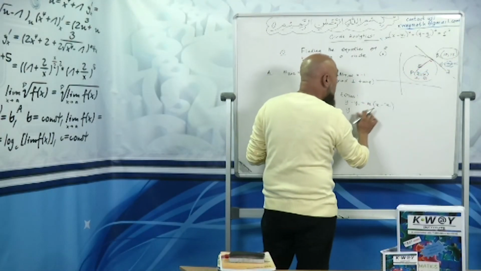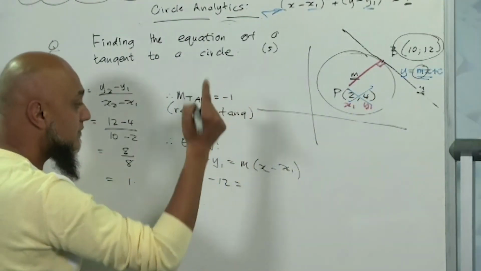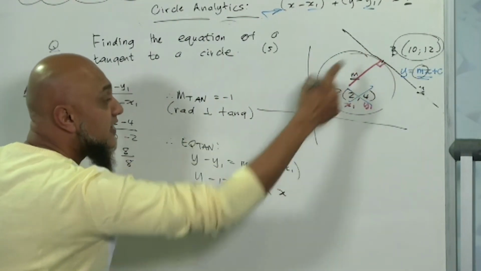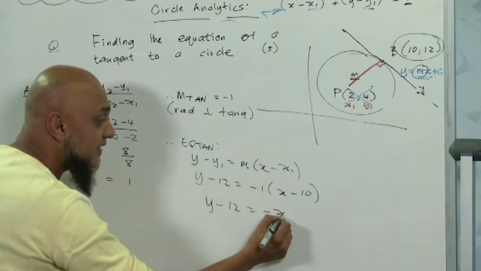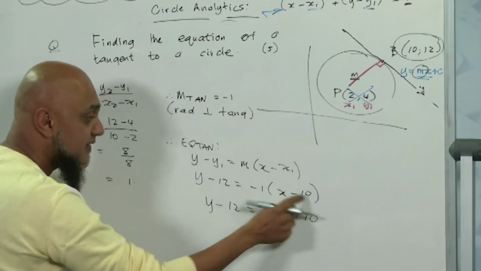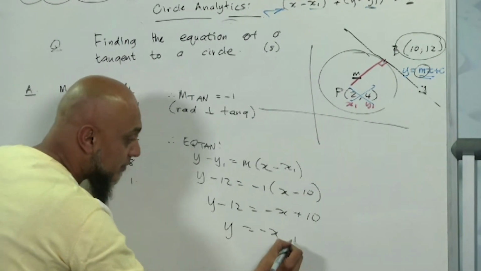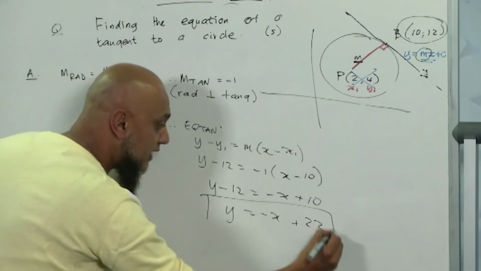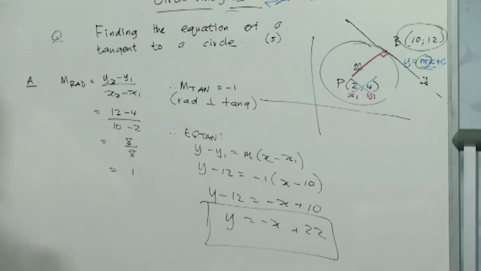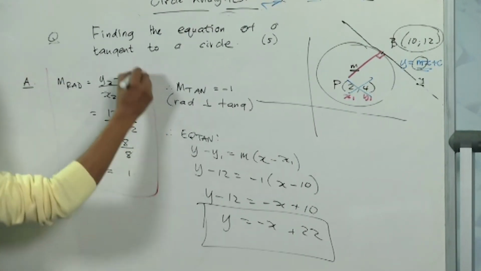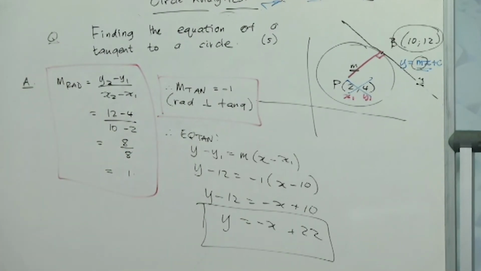So y minus y1: y minus 12 is equal to m. What's m? Negative 1, into (x minus x1), x minus 10. So y minus 12 is equal to minus x plus 10. Y is equal to minus x plus 10 plus 12, which is minus x plus 22. And there we go, guys. That is done in 3 parts: that's step number 1, that's step number 2, and that is step number 3.